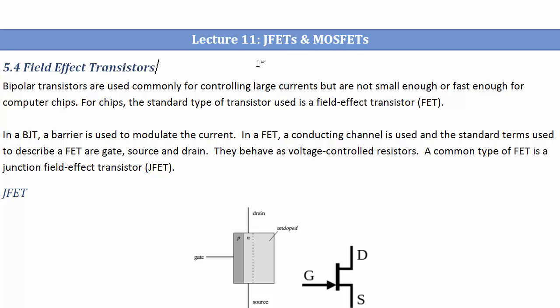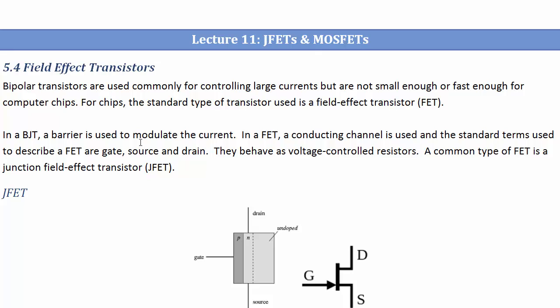Hello and welcome to EngPhys 3BA3 Lecture 11, JFETs and MOSFETs. We don't have too much time to get into FETs in 3BA3, so this is going to be more of a qualitative discussion of how they work with a little bit of calculations, but we're really just spending one lecture on this. So, FETs. Bipolar transistors are commonly used for controlling large currents, but aren't small enough or fast enough for computer chips. For chips, you need to use FETs.